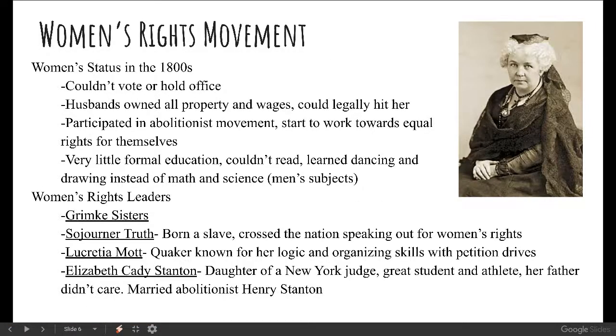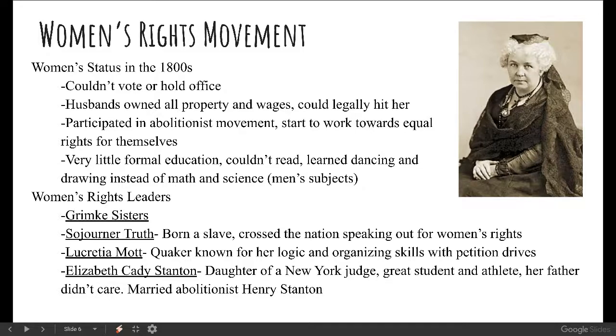All right, moving on, our next movement is the women's rights movement. Now, in the 1800s, women did not have equal status with men. They couldn't vote or hold office. Husbands owned all the property in the family, and if a woman had a job outside of the home, her wages were the property of her husband as well. She had no right to keep that money for herself. Husbands could also legally hit their wives, so women didn't have a lot of recourse if they were in an abusive marriage. So that's going to be a problem for women as well.